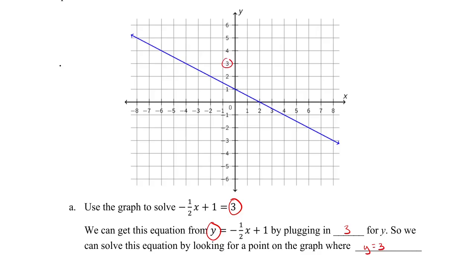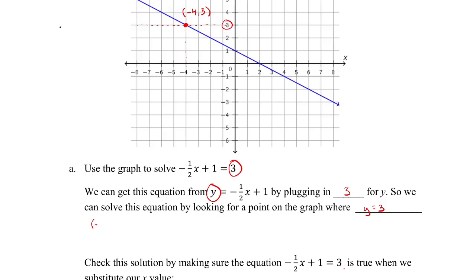So we'll find the 3 on the y-axis and then follow this horizontal line across to the graph. This point has x-coordinate negative 4. This is negative 4, comma 3. And so we see that since the point negative 4, comma 3 is on the graph, this tells us that the solution to our equation in one variable is x equals negative 4.